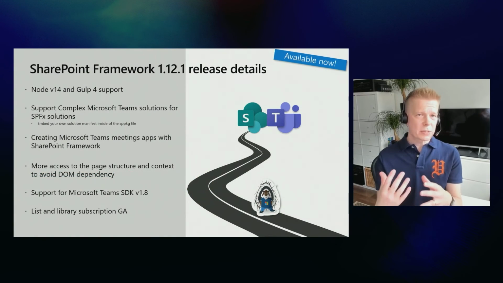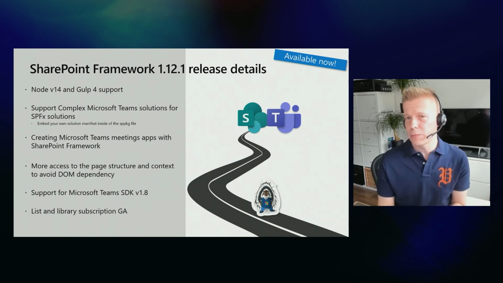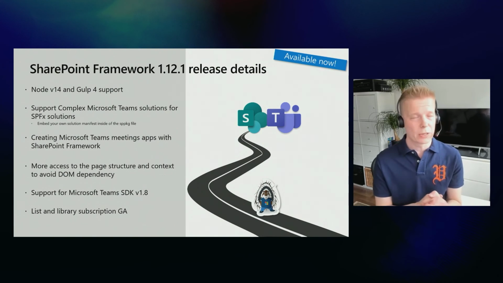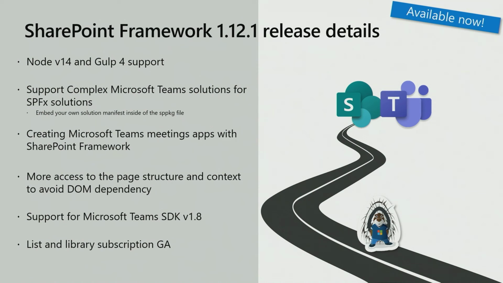Now, as part of this session, we also wanted to quickly recap what's part of the SharePoint Framework 1.12.1 release, which happened in April this spring. So this is the latest version of SharePoint Framework, where we updated some of the technical dependencies. So we're at Node 14 level and Gulp 4. And there are additional integration options with Microsoft Teams from a personal application, so from a meeting application perspective. And then also you are able to create complex Microsoft Teams solutions as part of this implementation. There are a few other functionalities available there as well.